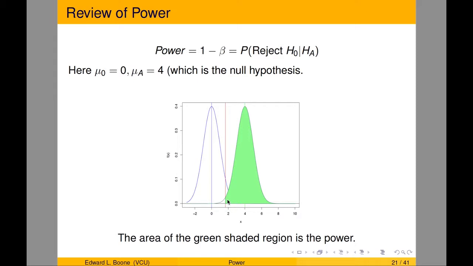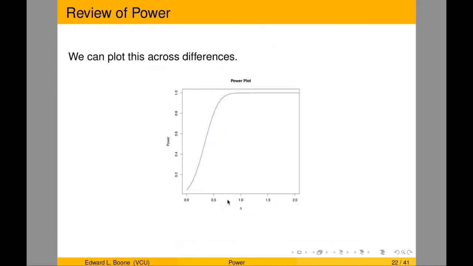This is really useful because as the distributions move farther apart, meaning the means move farther apart, the power goes up. That's exactly what you would expect. I mean, come on, think about it. If they're really different and the differences keep getting bigger and bigger, I'm more likely to find it. Often what people do is take this series of pictures that I had before, and plot it across the possible differences.